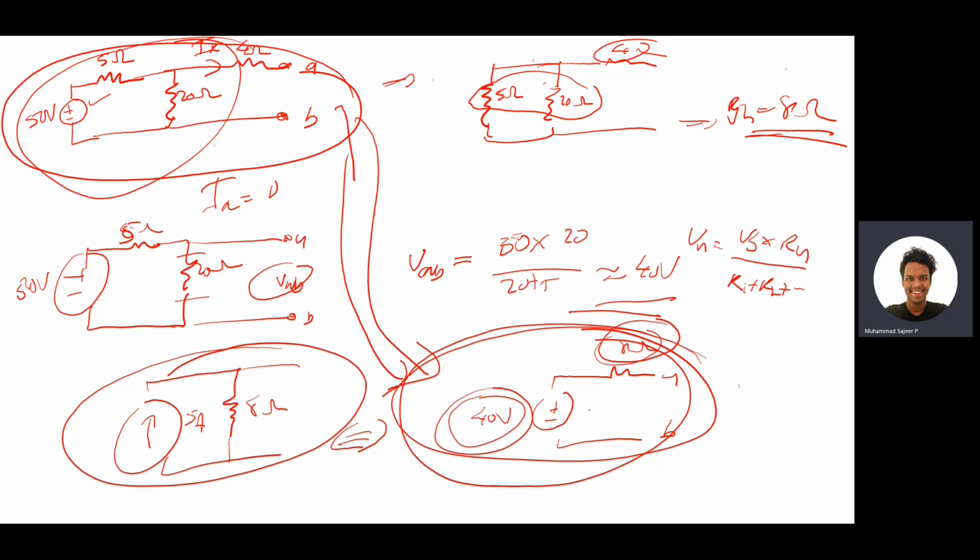So I think now you get an idea about Norton, equivalent, Thevenin, mesh analysis, nodal analysis, and everything.